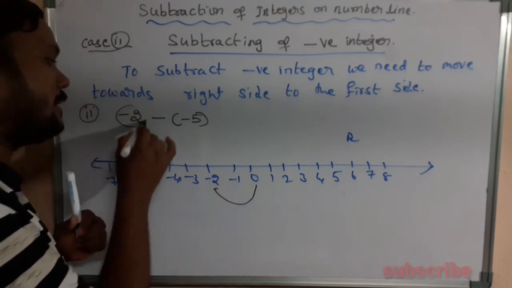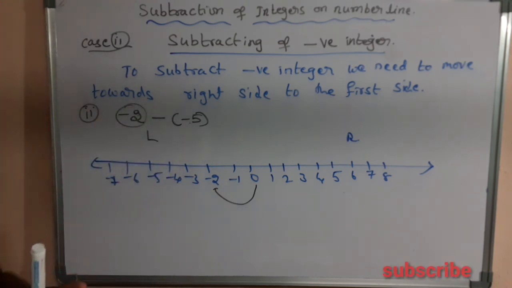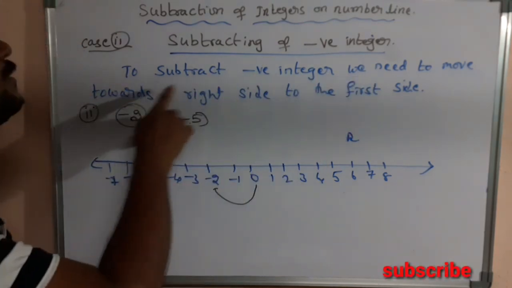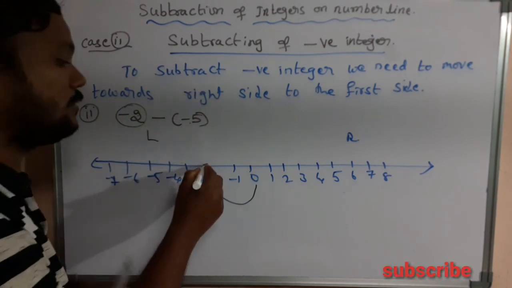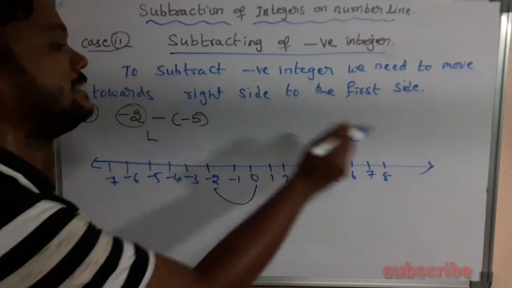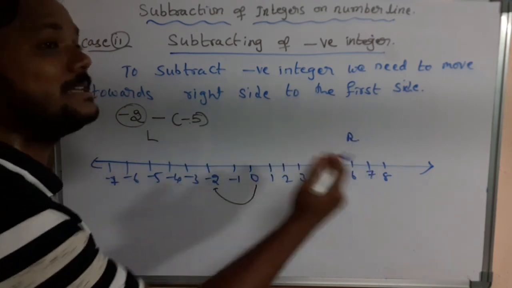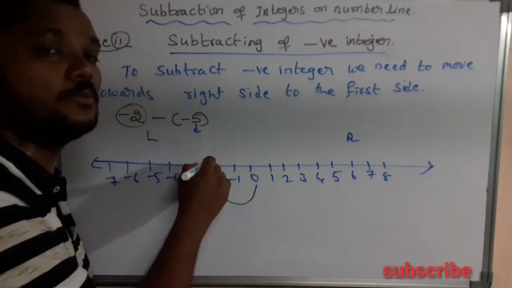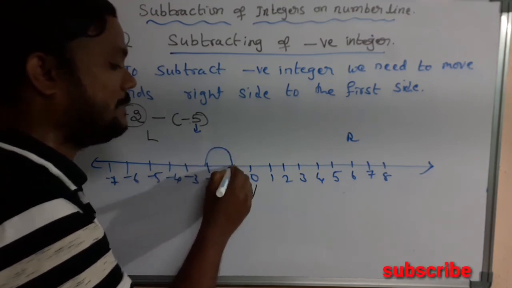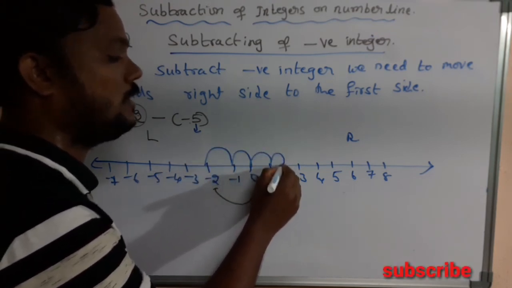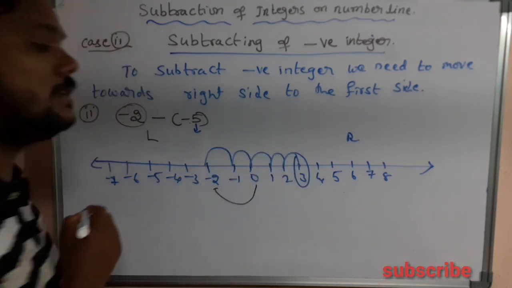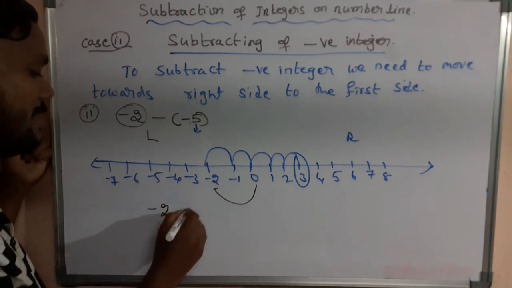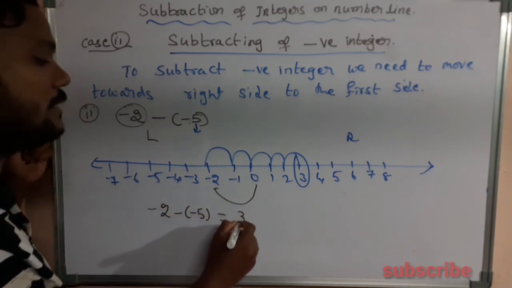From the negative 2, what are we subtracting? Again we are subtracting a negative integer. To subtract a negative integer, we need to move towards the right side. From the negative 2, towards the right means this side. How many steps do we need to move? As the second number is 5, from negative 2 we move 5 steps towards the right. First step, second step, third, fourth, fifth. At the fifth step we reach positive 3. So the answer is minus 2 minus negative 5 gives you positive 3.